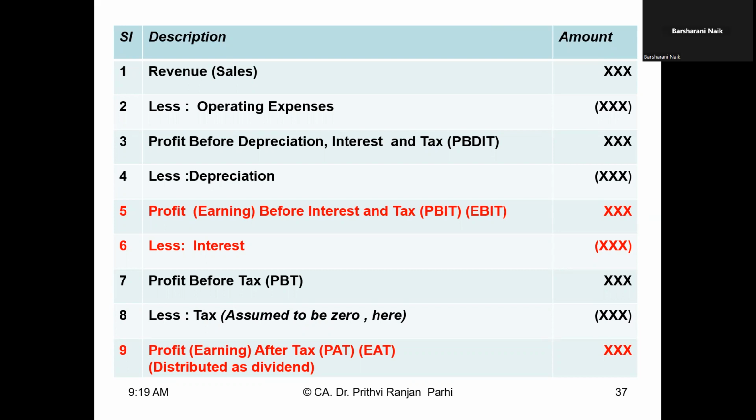This PBIT is important because this is the money which will go to the shareholders as well as the debt holders. Entire money is the cost. First, you'll pay the interest to the debt holder, so minus the interest. You'll be getting PBT. PBT will go to the equity holders. Tax here is assumed to be zero. So earning, or profit after tax, will be the same. This is the structure you need to remember.